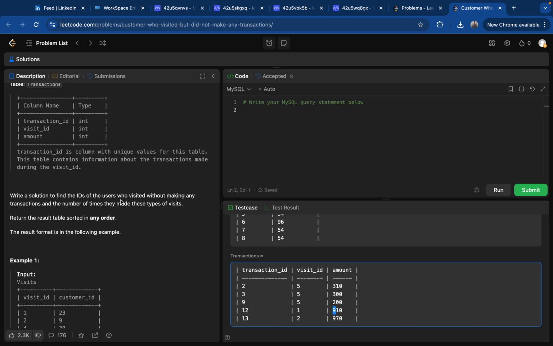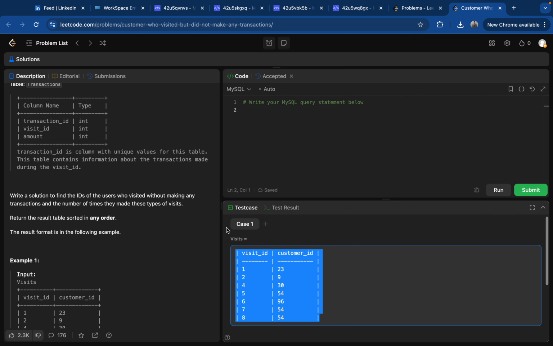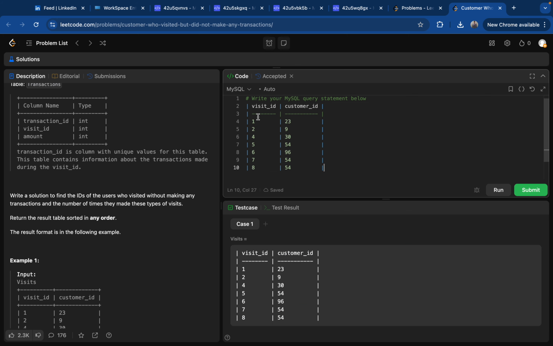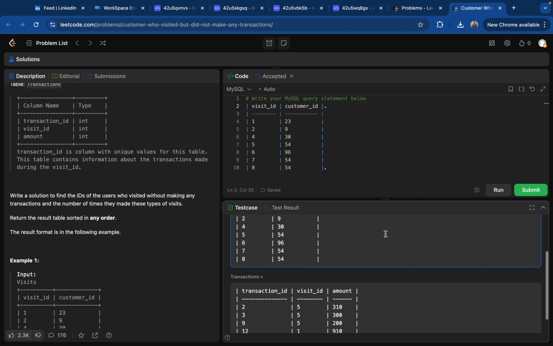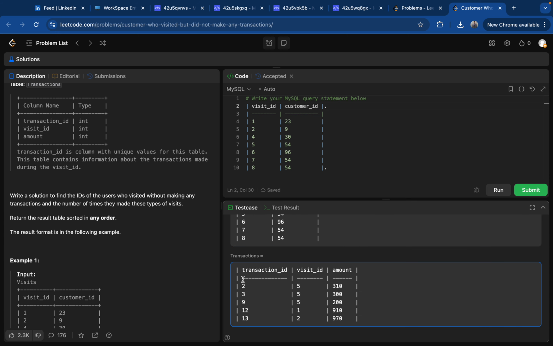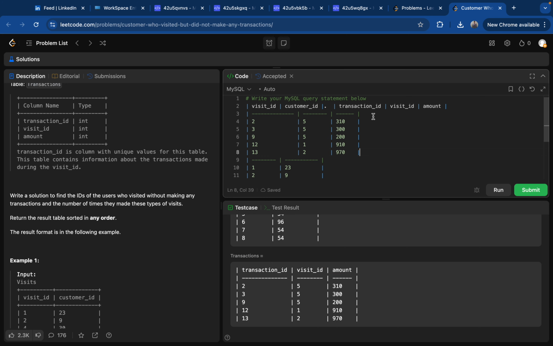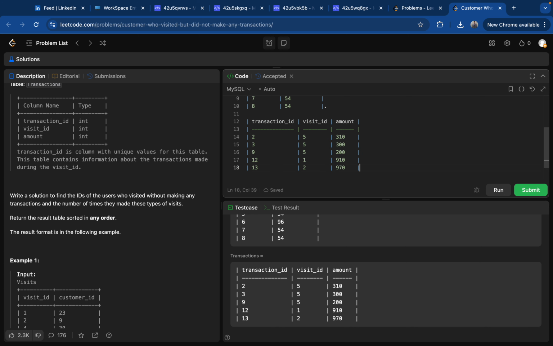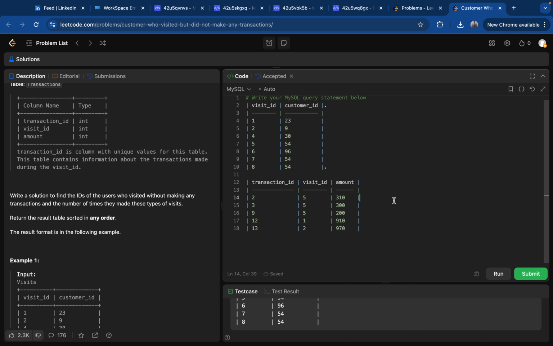Write a solution to find the IDs of users who visited without making any transactions and the number of times they made this type of visit. So let me copy this table here, and then let me copy the next table. Okay, I think it will not support, so we can paste it here. Let me put it like this.